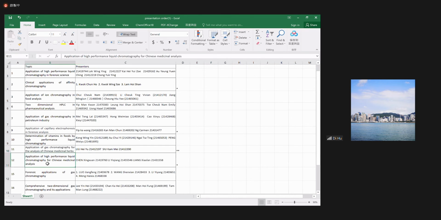Number 12, this is the most popular topic, which is application of high performance liquid chromatography for Chinese medicine analysis. The group luckily chose this topic. It's 3 students here. Then topic 15, forensic application of gas chromatography, also 4 students here. And topic 16, comprehensive 2-dimensional gas chromatography and its applications, 4 students here.